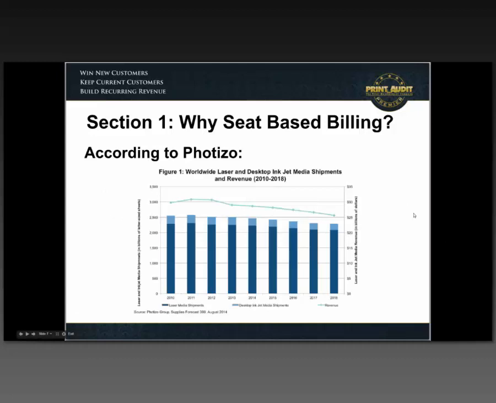So according to Fotizo as well, if you look at this number here, what's interesting as we see the shipments go down is that there is a slow and steady decline projected to 2018. And again, a slow burn, but that's something that we've got to look at, being able to deal with.